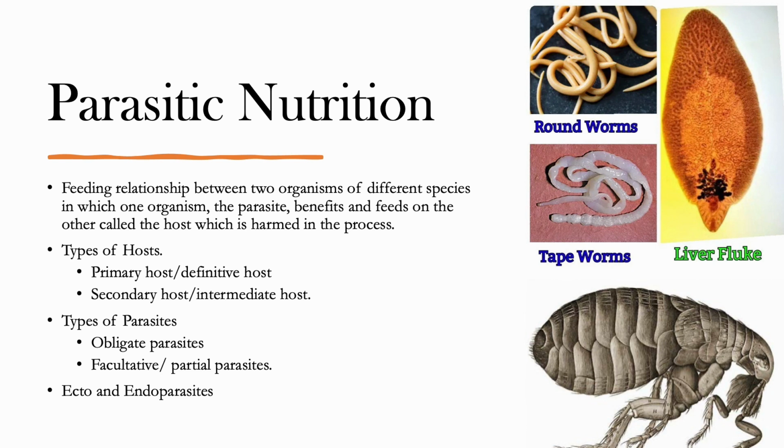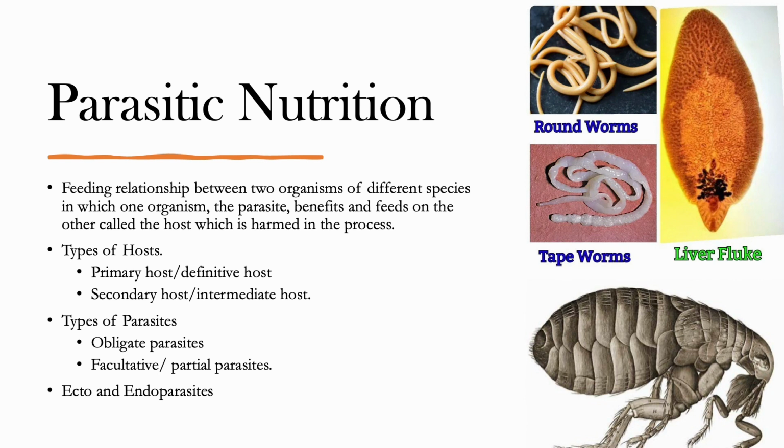There are two types of hosts. We have the primary host, which is the final host, or what we call the definitive host. This is a host in which a parasite attains sexual maturity. And then the secondary host, or what we call the intermediate host, is the host in which the parasite passes one or more of its asexual stages.